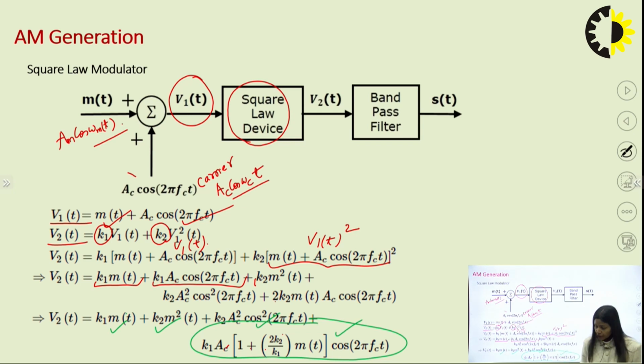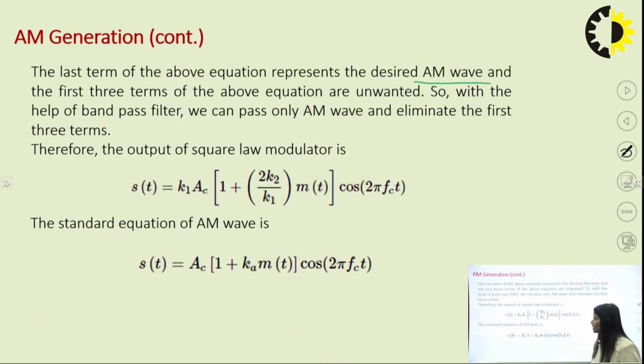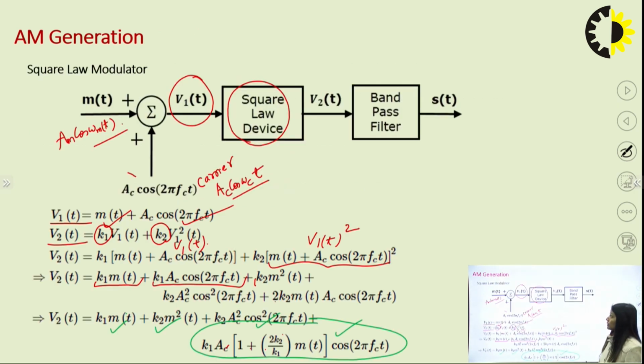So in this way we can remember. My s(t) is K1 Ac [1 plus 2 K2 upon K1 m(t)] cos 2 pi fc t, and this is the output of the square law modulator. So here amplitude modulated wave can be generated from the square law modulator circuit.